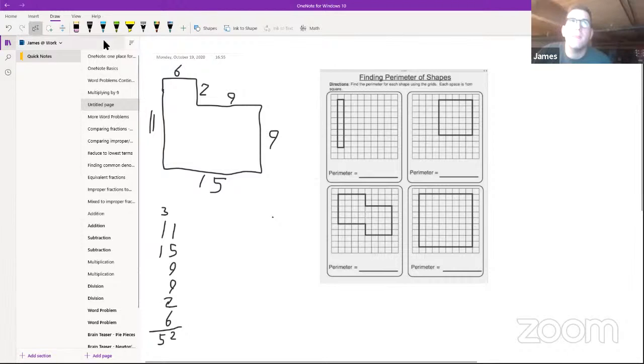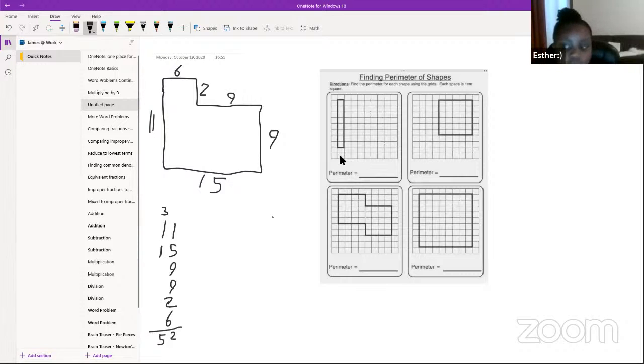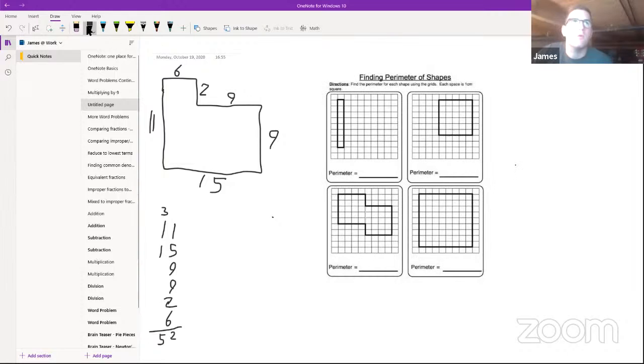Okay. We're going to count the number of squares for each side. So this side is 1 square. There's 4. I mean, there's 8. So, I'm having trouble drawing on it.